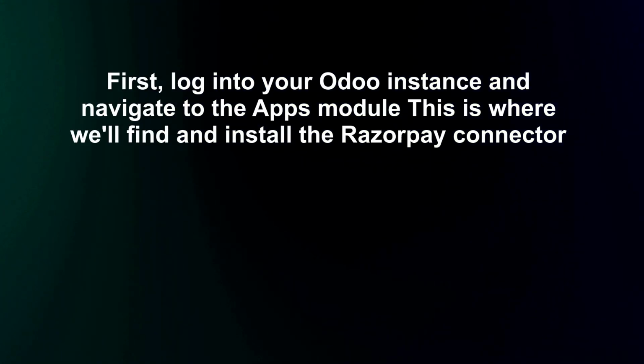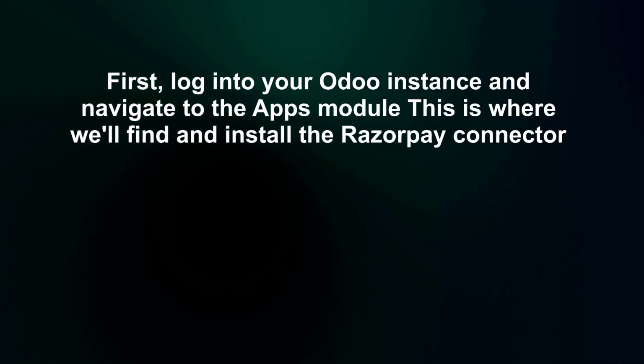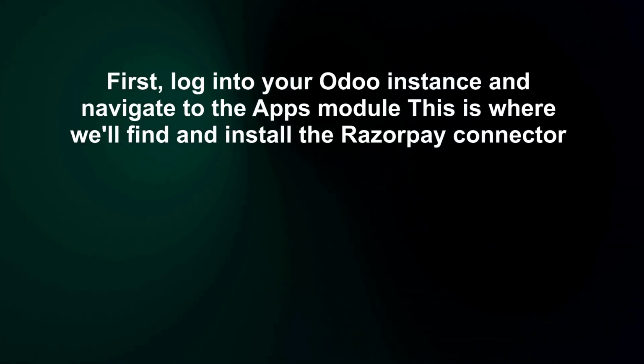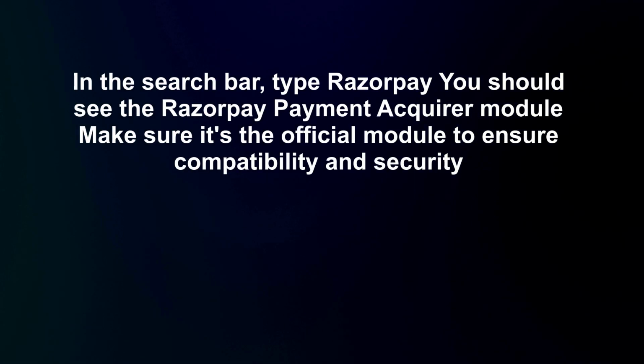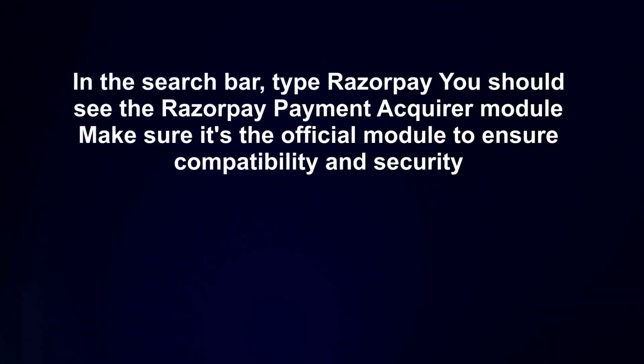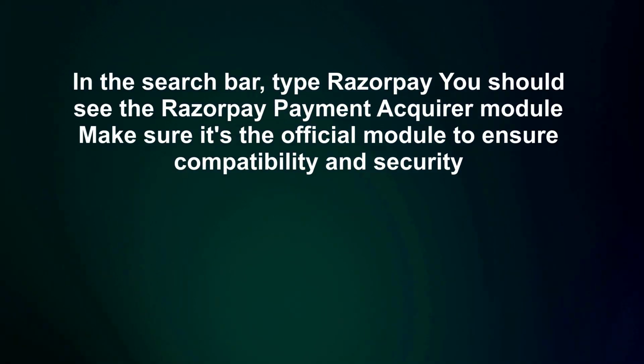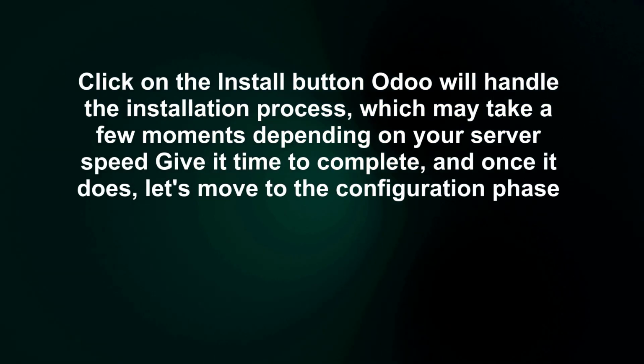First, log into your Odoo instance and navigate to the Apps module. This is where we'll find and install the Razorpay connector. In the search bar, type Razorpay. You should see the Razorpay Payment Acquirer module. Make sure it's the official module to ensure compatibility and security. Click on the Install button.